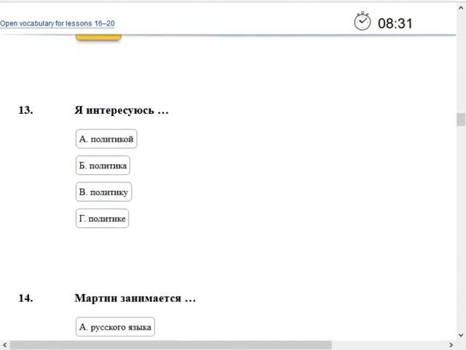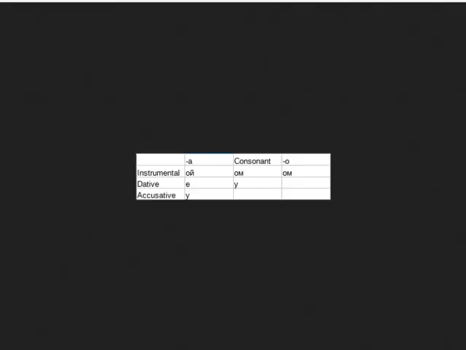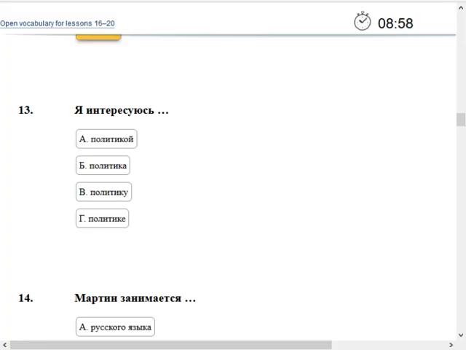All right. Я интересуюсь, this is still the instrumental case. If you say you're interested in something like this, that also takes the instrumental case. And you can see that the words below are various forms of politics. The regular nominative form of politics is политика. So it's a word that ends in A, политика. And a word that ends in A in the instrumental case becomes ой. So we are looking at политикой as being the correct answer to this item.